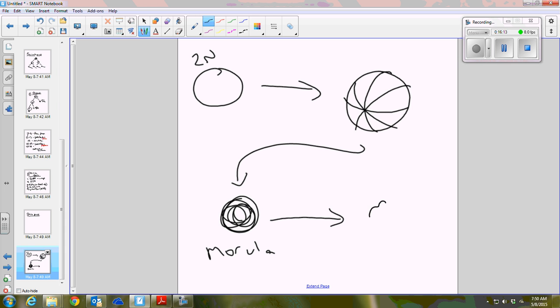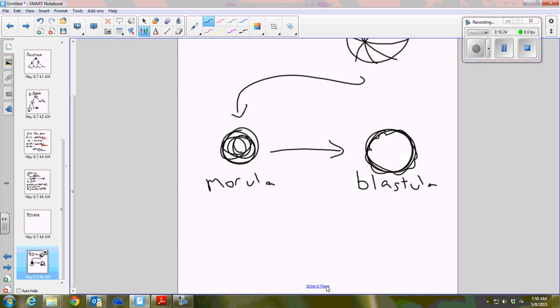Well, that ball of cells will then hollow out and become a blastula. So think tennis ball here, hollowed out ball. And this blastula has different regions to it. It now has a top and a bottom. The top is called the animal pole, and the bottom is called the vegetal pole, and the hollow space in the middle is called the blastocoel. Blastocoel, animal pole, and vegetal pole.